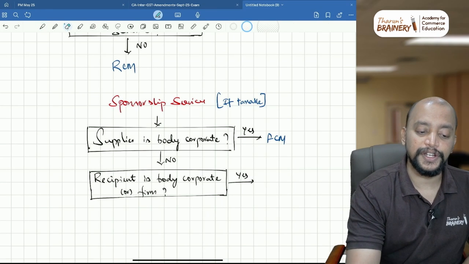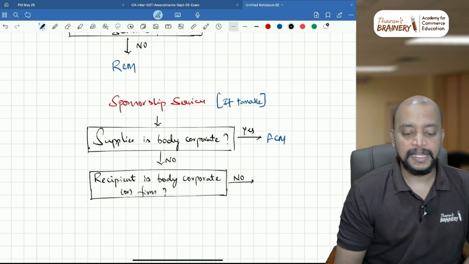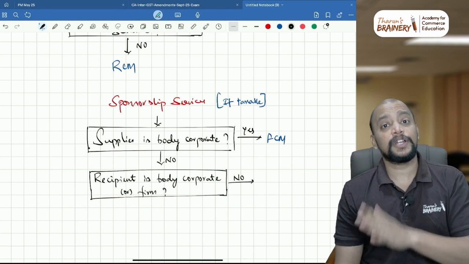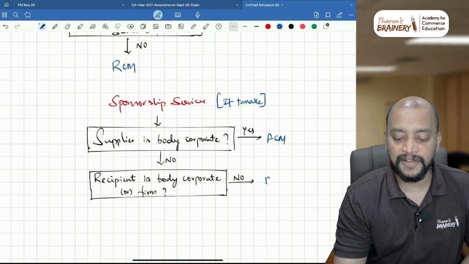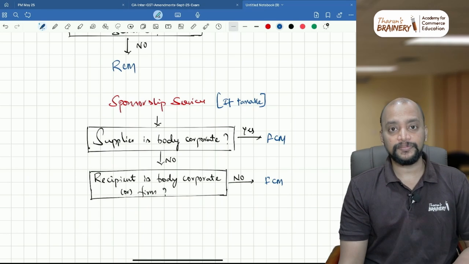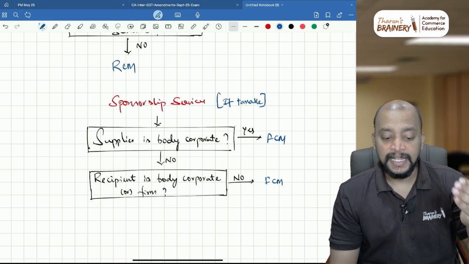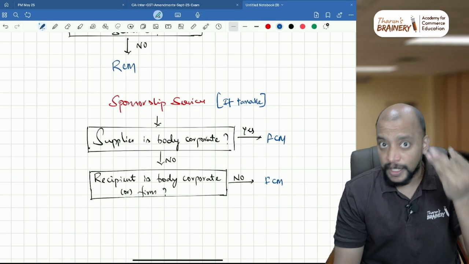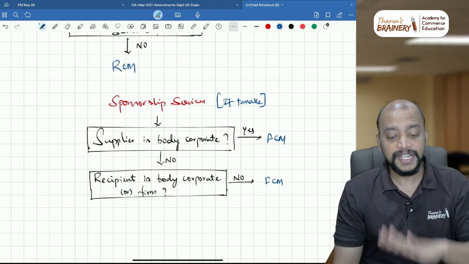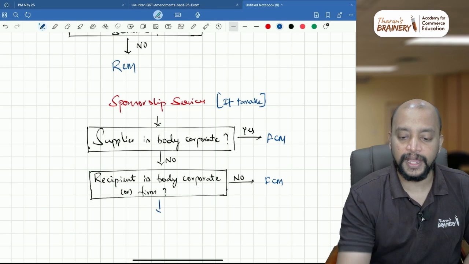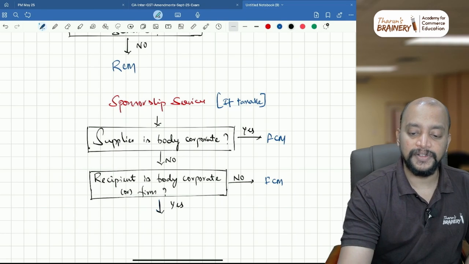Okay. Suppose if it is no, recipient is not a body corporate or firm, supplier is not a body corporate, recipient also not a body corporate or firm, then also it will be coming under FCM. Supplier only will pay. Suppose supplier is not a body corporate, we are checking whether recipient also is a body corporate or firm. Then it will be RCM.